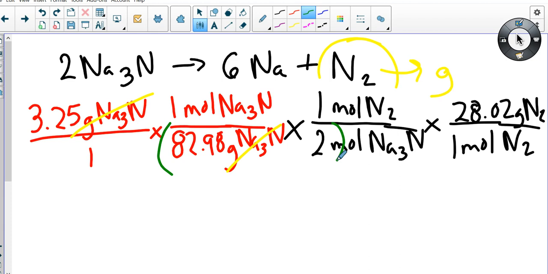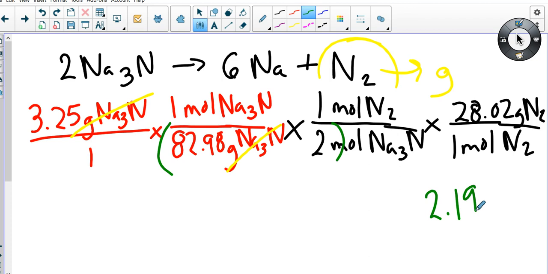Okay, so for fun, in your calculator, let's do it how it's written. 3.25 times 28.02 equals, divided by, no parentheses, 82.98 times 2 equals. Cool. Now do what I just told you, which is the right way. So 3.25 times 28.02 equals, divided by parentheses.